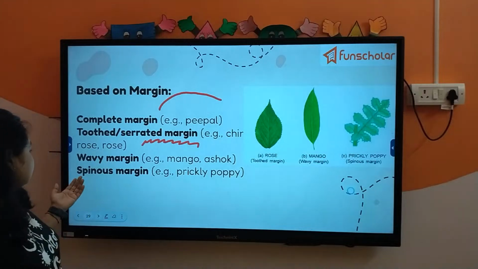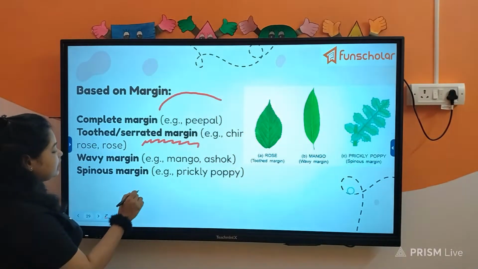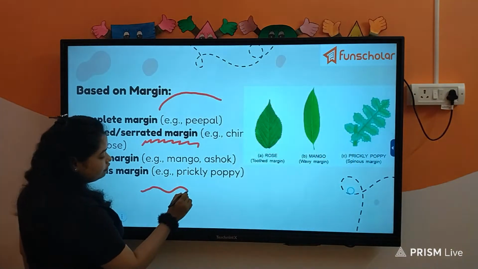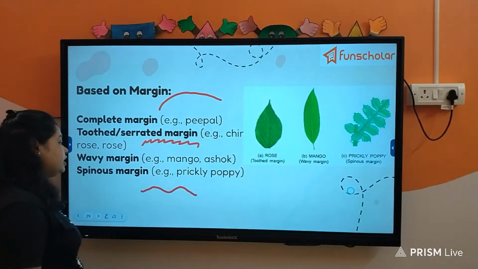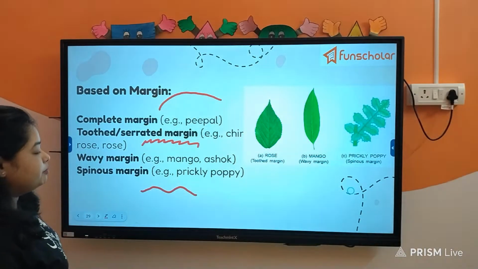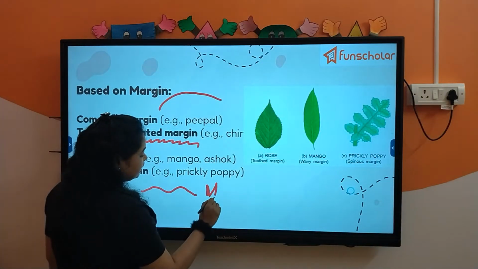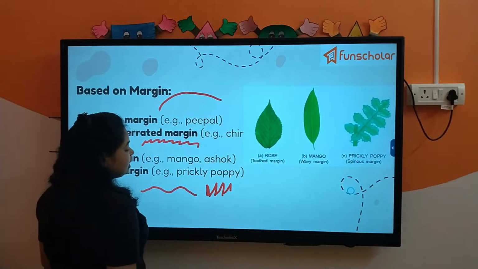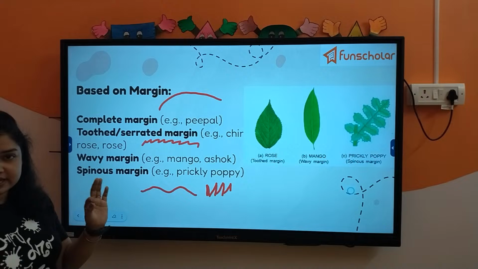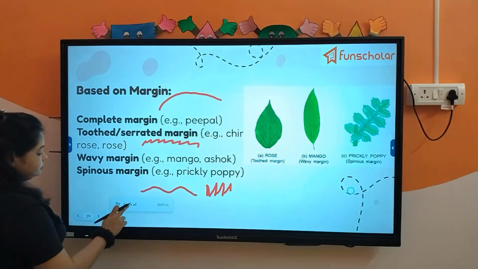And thirdly, we have the wavy margin, just like the waves, slightly curly but in the form of waves. So this will be the wavy margin. And last but not the least, spinous margin means it's like the spines. Spines are very prickly, very pointed and thin. So these are the types of margin.